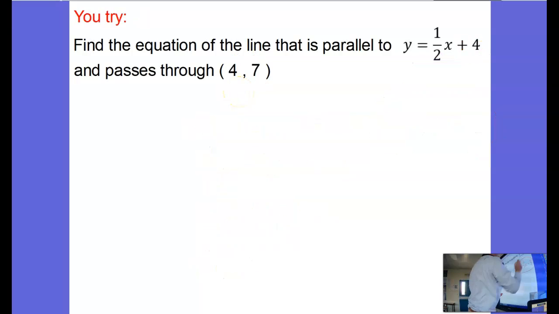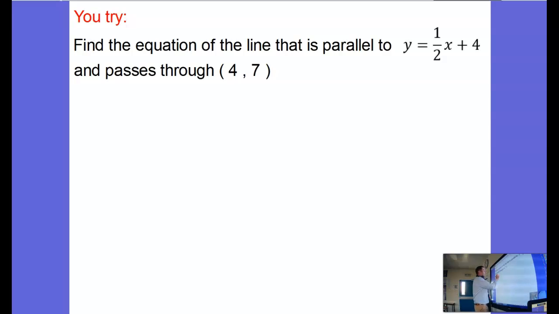Here's one for you to try. So find the equation of a line that's parallel to y equals half x plus 4 and passes through 4, 7. Pause the video, give it a go. Pause. Okay, here's your answer then.